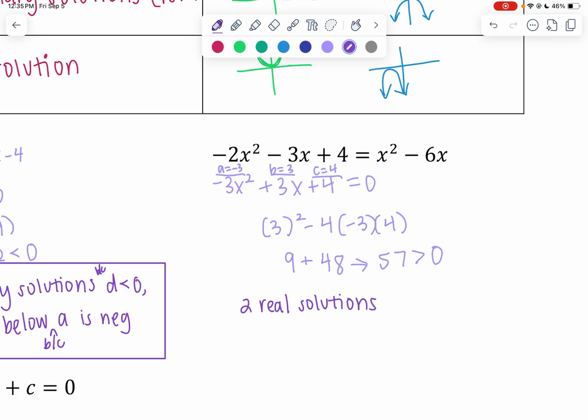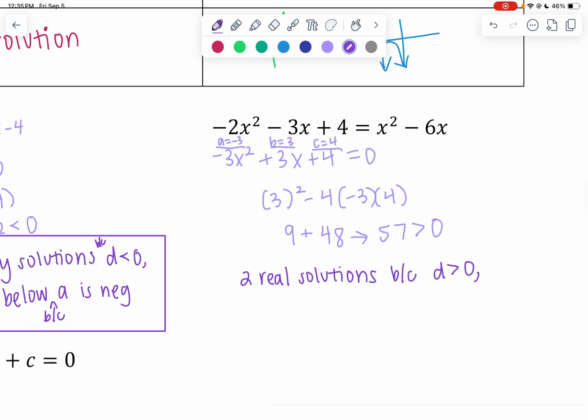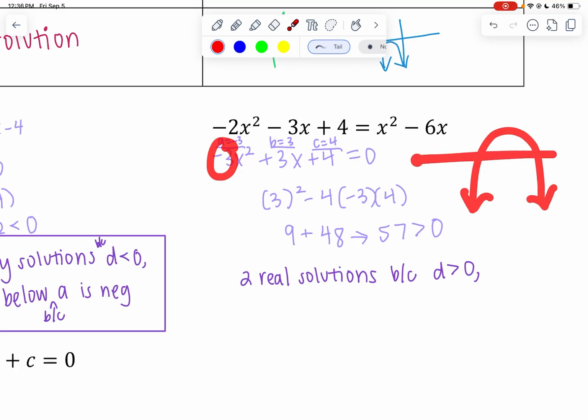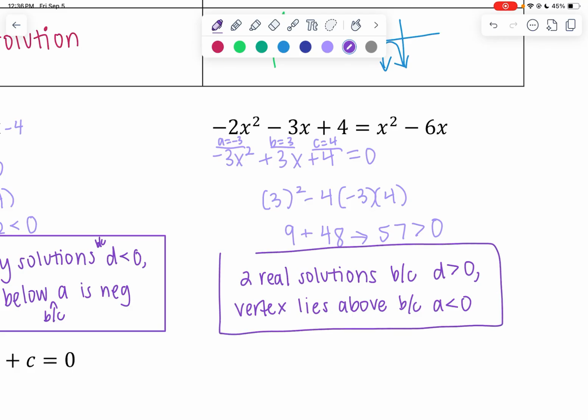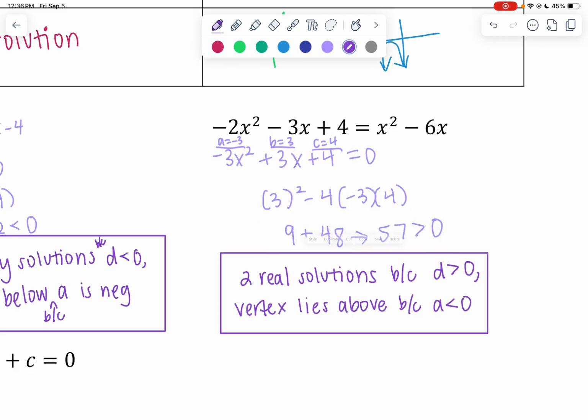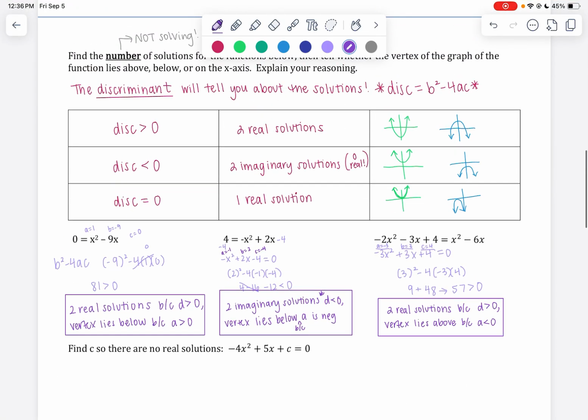Okay? And I have 2 real solutions because my discriminant is a positive number. And if I know that a is negative and it's going down, it's going to have to cross my x-axis, which means that my vertex needs to be above my x-axis. So vertex lies above. That's because a is negative. That's it. Make sure that you memorize this chart if you're having a hard time understanding it. And that goes back to really knowing the quadratic formula and how to use it.